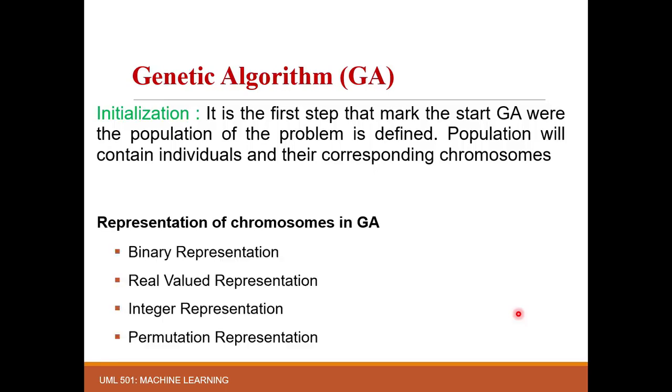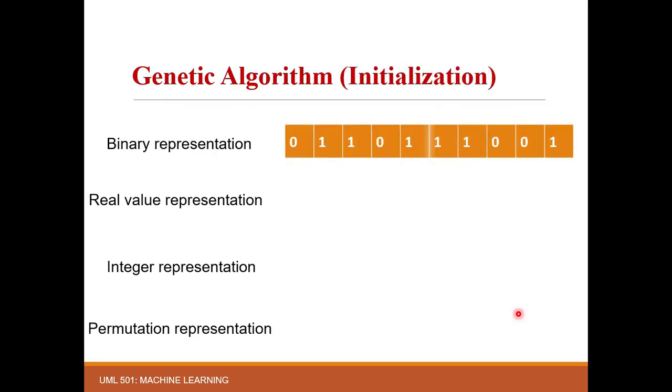There are four representation techniques. The first is binary representation, then real valued representation, integer representation, and permutation representation. Let us see. First of all, binary representation. Basically, a chromosome is a string of numbers or representations. Here, a chromosome is a string of zeros and ones.